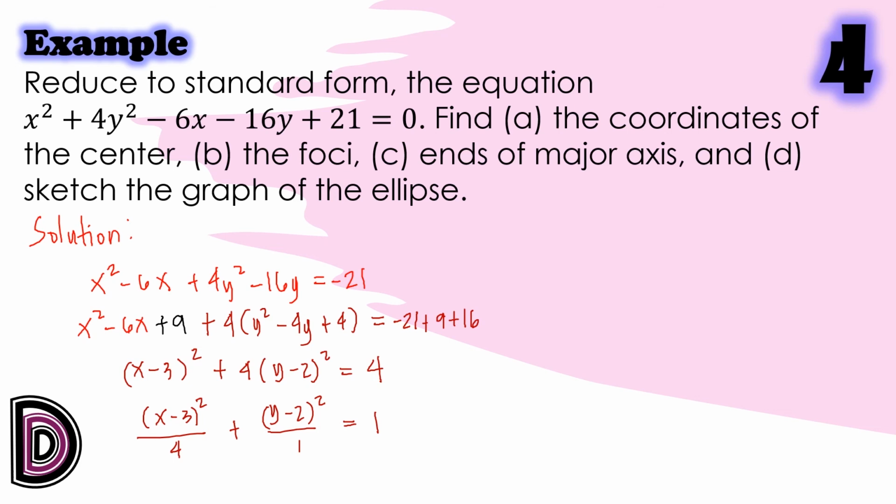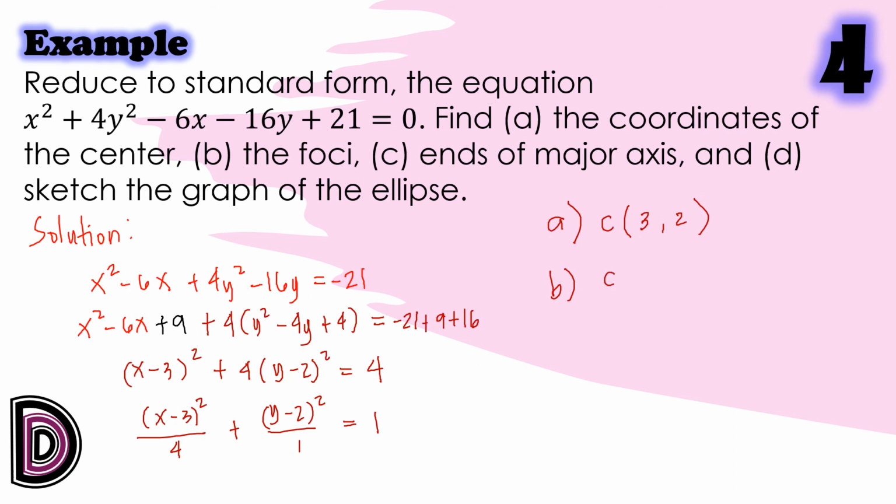The denominator of the x terms is greater than the denominator of y terms. Therefore, we have an ellipse whose major axis is parallel to the x-axis. Letter A, the coordinates of the center will be 3, 2. Letter B, to get the foci, we need to get the value of c.